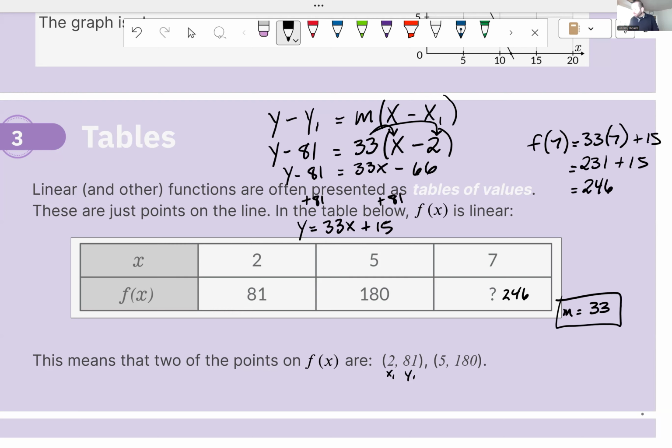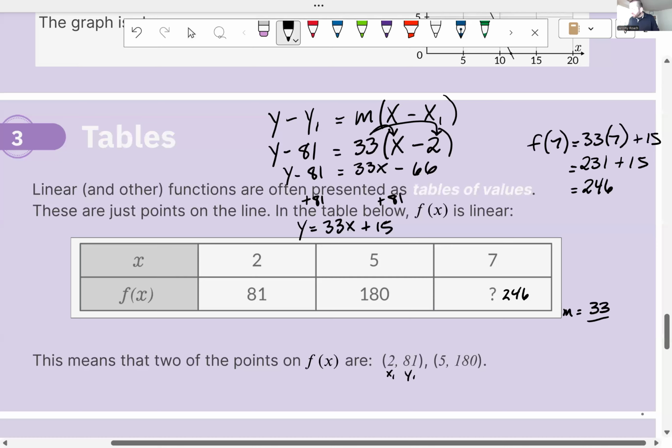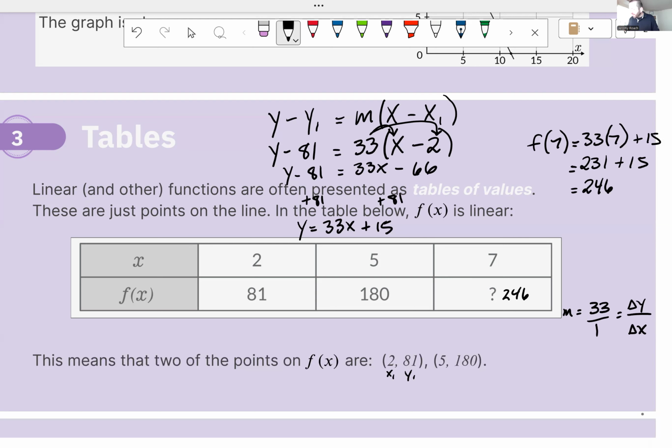And we can check this as well. This m equals 33 means 33 over 1, which means that's our change in y, and this is our change in x. So that means when x changes by 1 space, y changes by 33 spaces. Here, x is changing by 2 spaces, so y should be changing by 66 spaces. And 180 plus 66 gives us 248. Or excuse me, 246. So that's one way you can do this. You can directly plug in 7 for the function.